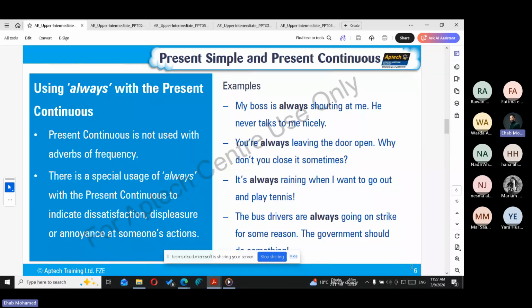Okay, so focus on the content words. Okay, so the bus drivers are always going on strike for some reason. So this is the way to say the statement. Of course, the way you say the statement is different from the question. Okay, why don't you close it sometimes? So this is the way to say the question.